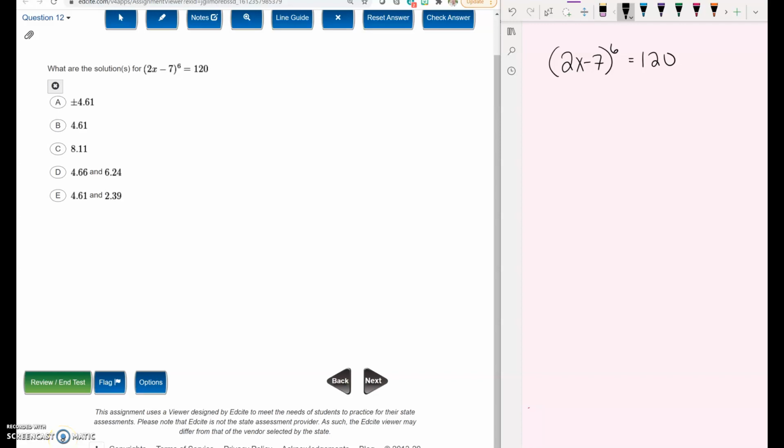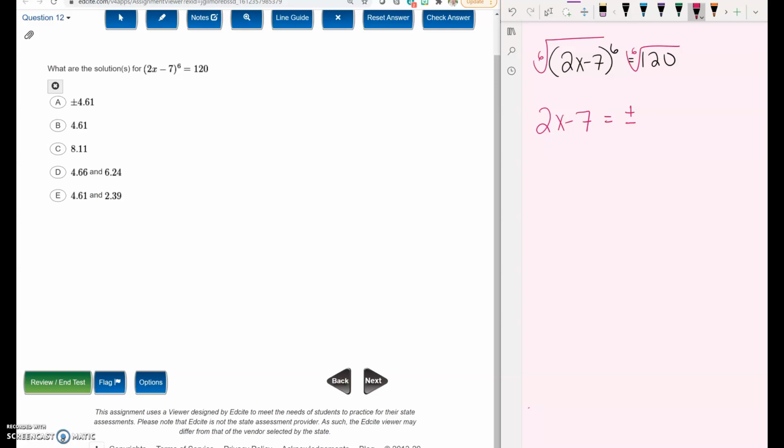This video goes over the last 3 questions. First one of those is an equation, the quantity 2x minus 7 raised to the 6th equals 120. To undo an exponent of 6, you use a 6th root. That gives us 2x minus 7 equals, because it's a 6th root, an even root, you have to put a plus minus. And when you look in your 6th column, the number 120 is not there.